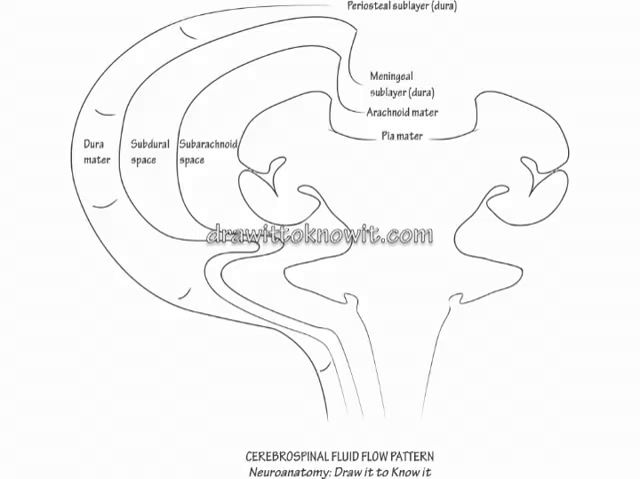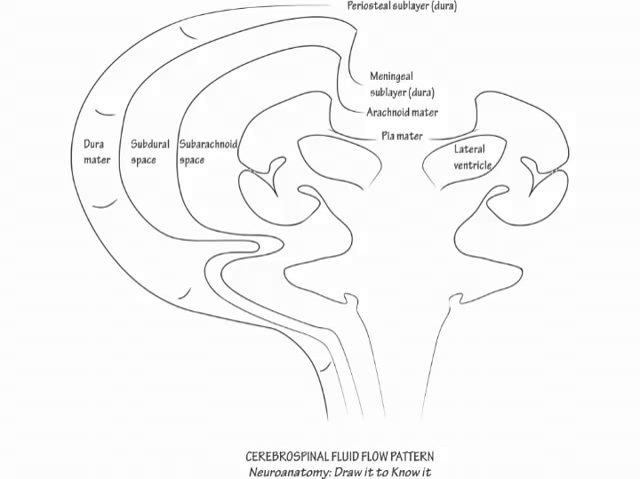Cerebrospinal fluid originates within the ventricles. To show a T-shaped coronal view of the ventricular system, first draw the paired lateral ventricles at its top. Draw a choroid plexus within them.